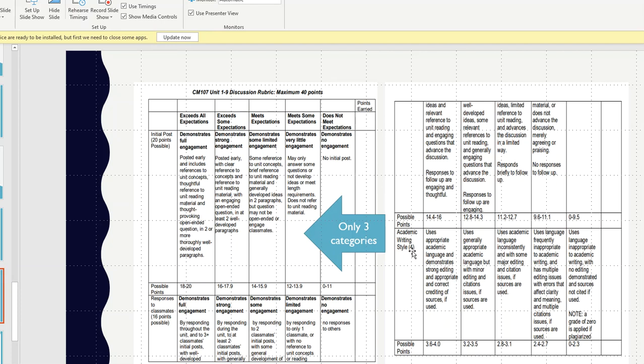And so you'll see those point values. And then over in the points earned category on the right, you can indicate where they fell on that spectrum. If they exceed all expectations, but they're not quite the full 20 out of 20, but more like an 18, you have some discretion in how you want them to fall on that continuum.